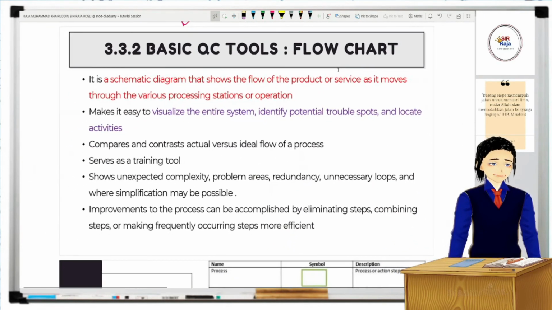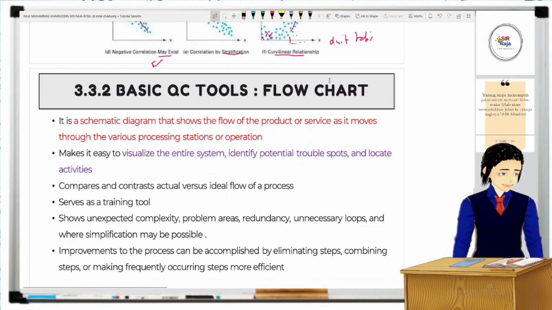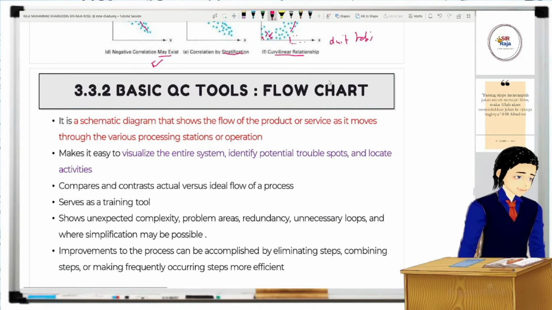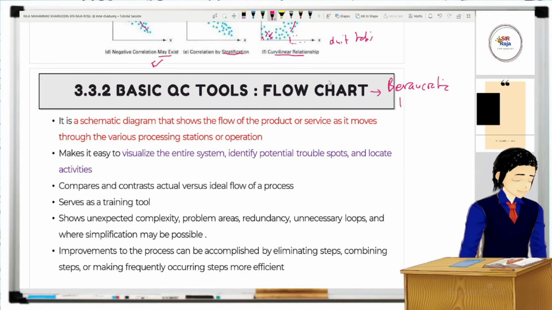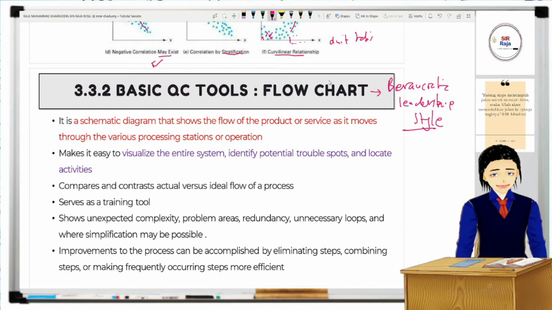Alright, so last but not least, we're going to have flowchart. So flowchart is really... Okay, we have the bureaucratic relationship style, I forgot how. Okay, saya relatekan sikit. Style in your chapter 1, 3.1. So flowchart sangat rapat dengan bureaucratic. Okay, just want to say that.